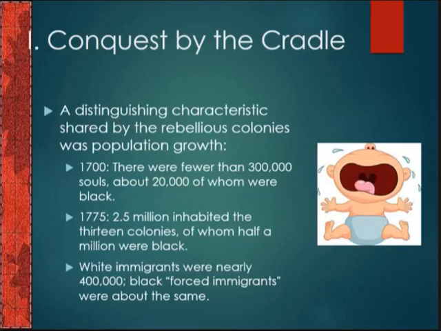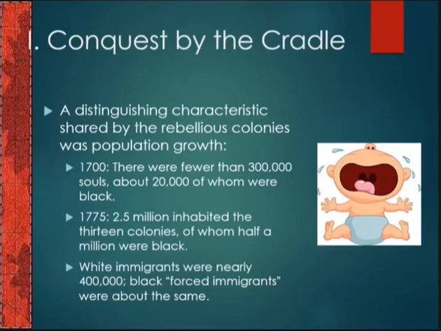Most of these people had migrated from England, with the exception of about 20,000 African slaves. By the American Revolution, the rebellious colonies had a population of about 2.5 million people, half of which were black. It is important to note that natural increase was responsible for over half of this population boom.